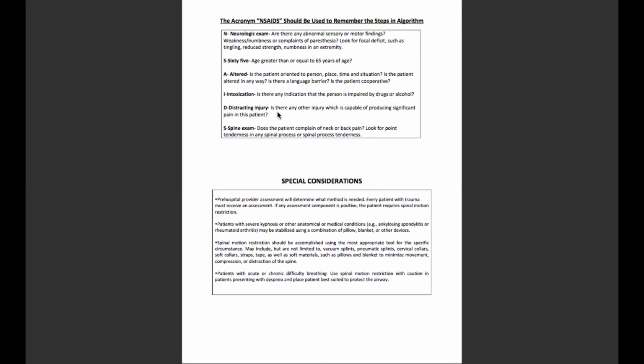Is there a distracting injury? Basically, is there any other injury which is capable of producing significant pain in the patient, potentially taking away from pain that they would otherwise feel in their neck or back? Spinal exam. Does a patient complain of neck or back pain? Look for point tenderness in any spinal process, or spinal process tenderness, while you're doing your posterior assessment.